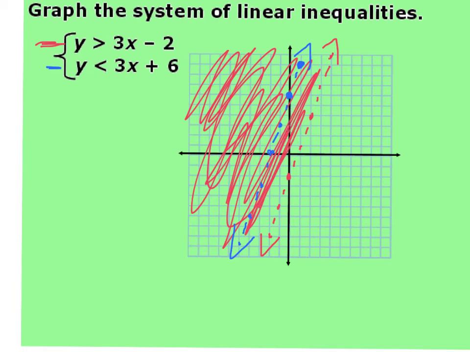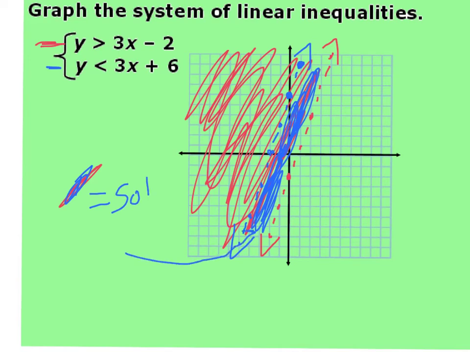Now, if I shade below the line and I just stop where I run out of red, look at my solution. It is right in between those parallel lines. So not all parallel lines are no solution. On inequalities, you really have to graph it to see if they touch or don't touch, and these do touch. So red and blue equals my solution, and my solution is right in the middle between the two lines.